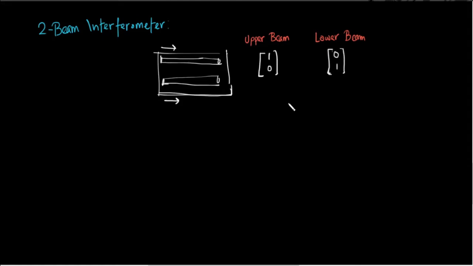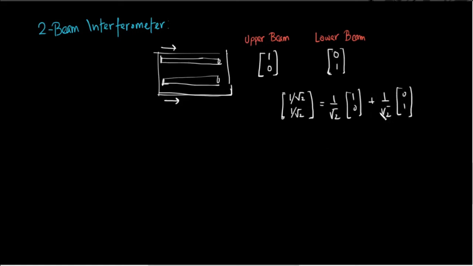But the postulate of quantum mechanics tells us that the state of a quantum system can be any unit vector of the corresponding Hilbert space. So we can also have a state of the photon that is like this: suppose 1 over root 2 and 1 over root 2. What does this represent? Well, we can break this system down into the upper and lower beam channels. We can write this as 1 by root 2 times 1, 0 and 1 by root 2 times 0, 1.